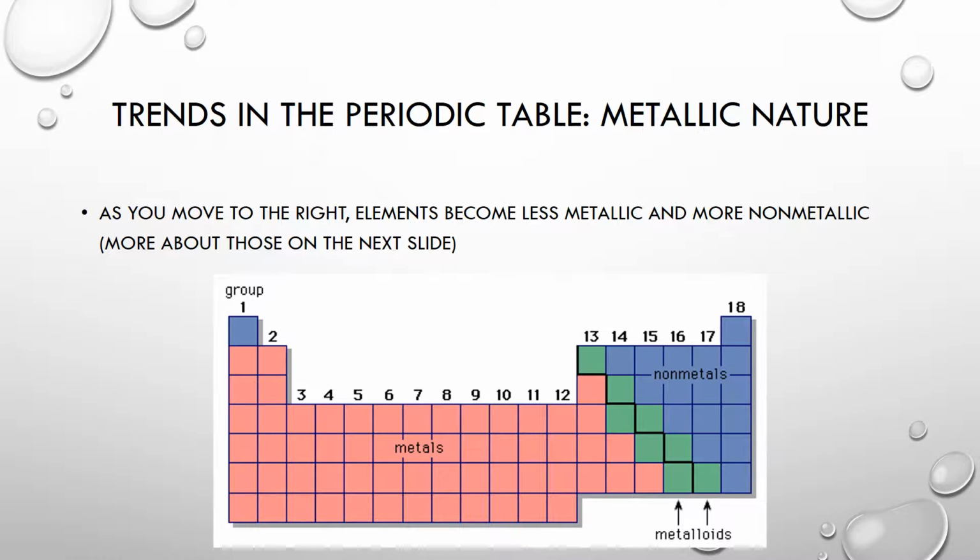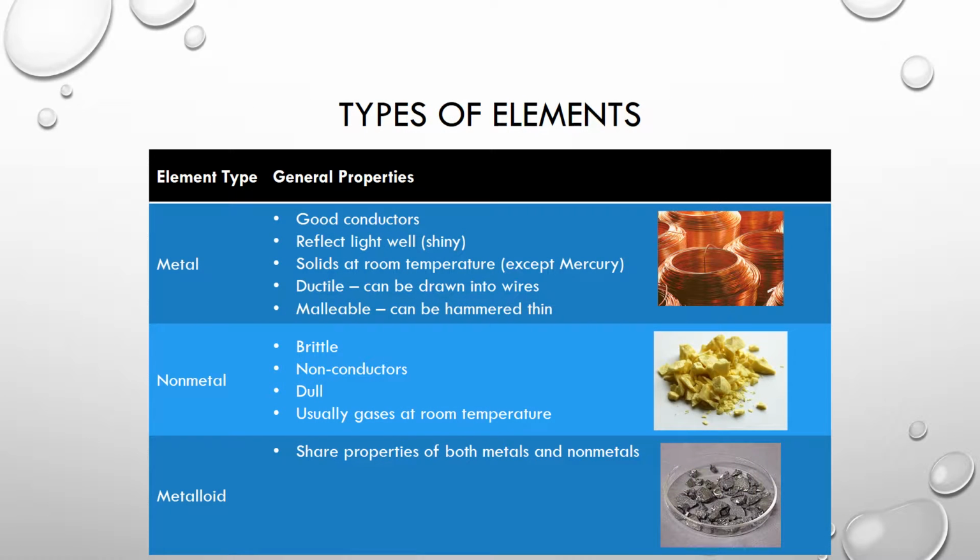We have one last trend we're going to take a look at, which is metallicness or metallic nature. As you move to the right, elements become less metallic and more non-metallic. We're going to talk about what a metal, a non-metal, and a metalloid is. But as you can see here, that red area is all metals. We've got a little green staircase of metalloids, and then to the right of that are our nonmetals. There are lots more metals than there are nonmetals or metalloids. So what are our three types of elements? We've got metals, nonmetals, and metalloids.